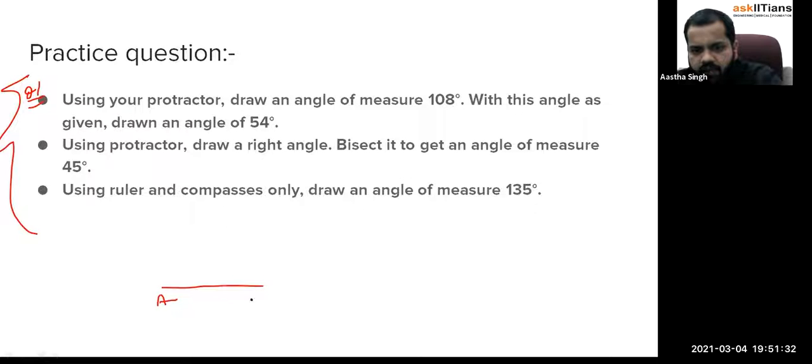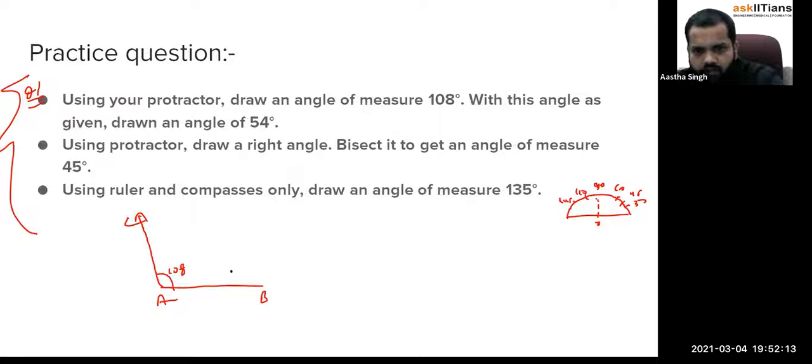Take any line segment AB. Place the middle of your protractor at point A and count, right? The protractor is like this, with this being 0 and this 90, and angles are written 30, 60, 45, like this, right? 110, 145. This is the protractor. So make the center point at point A and make an angle of 108. So like this you will get 108. So this angle will be 108.